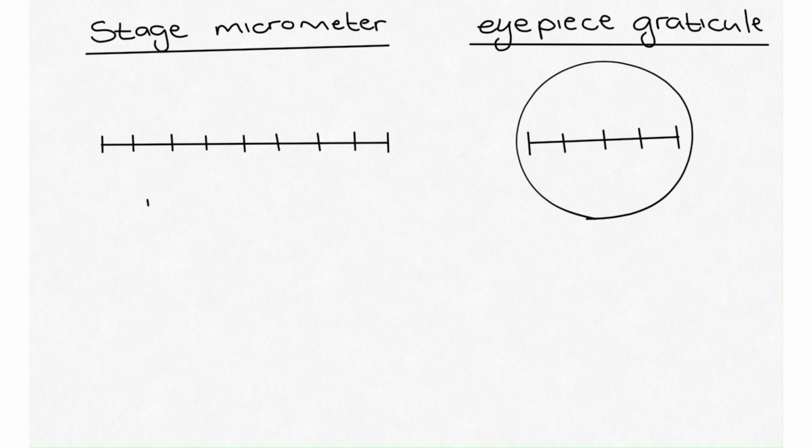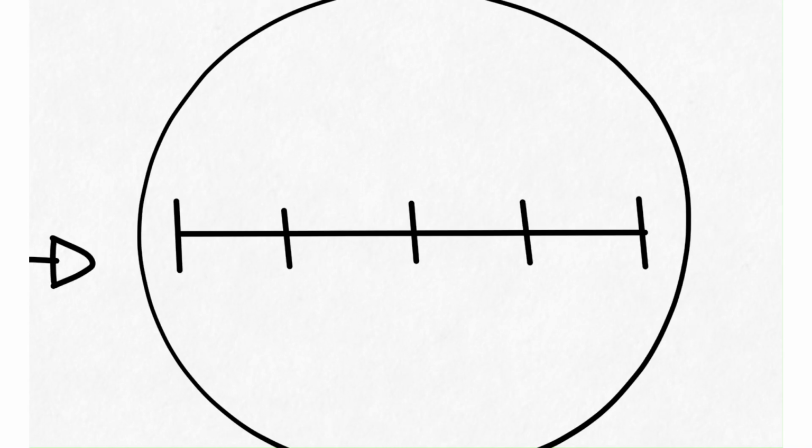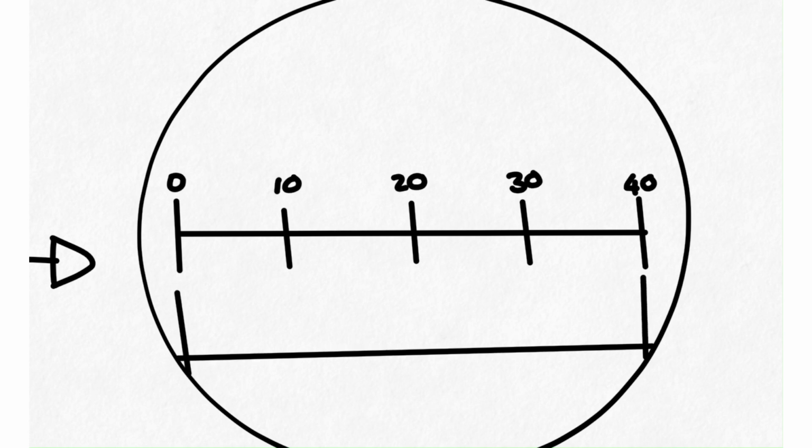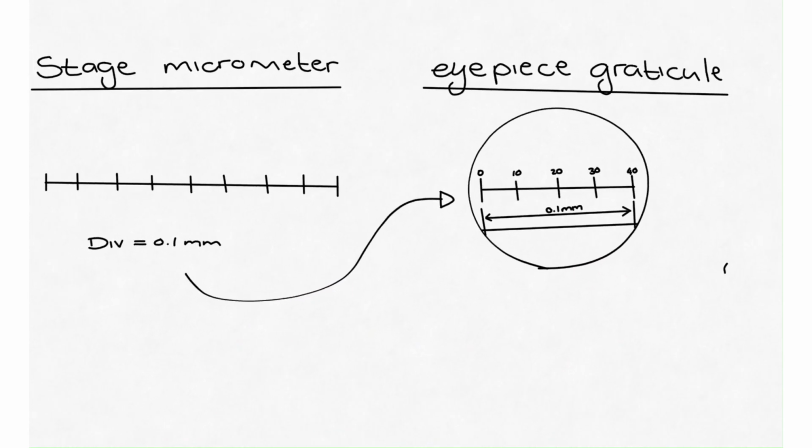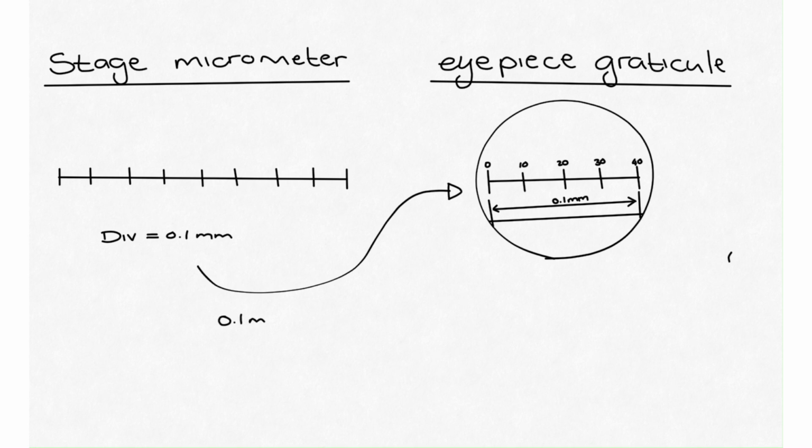If the stage micrometer has divisions that are 0.1 millimeters or 100 micrometers apart, and there are 40 eyepiece graticule divisions between the two divisions of the micrometer, each division will be equal to 2.5 micrometers. We get this by dividing the 100 micrometers by the 40 divisions.